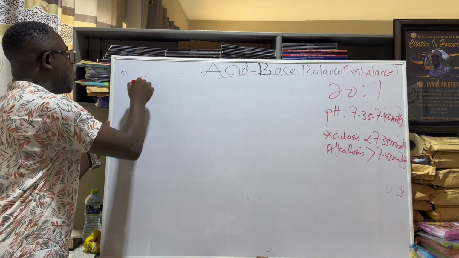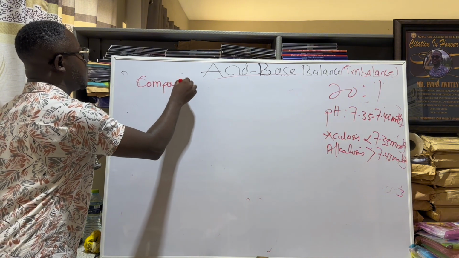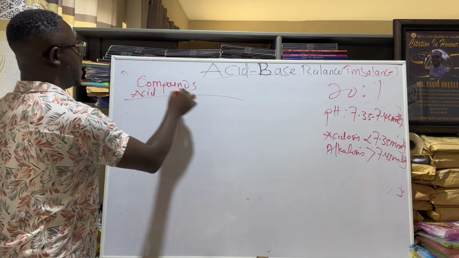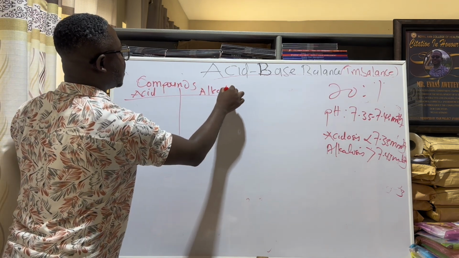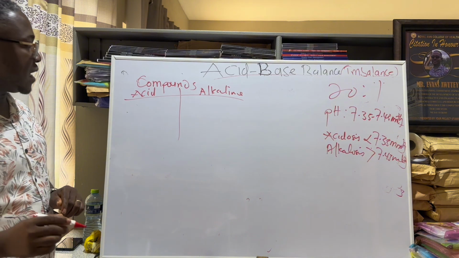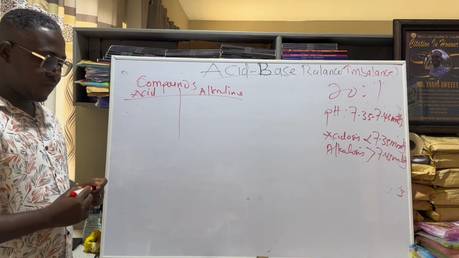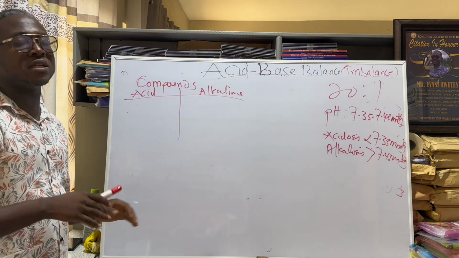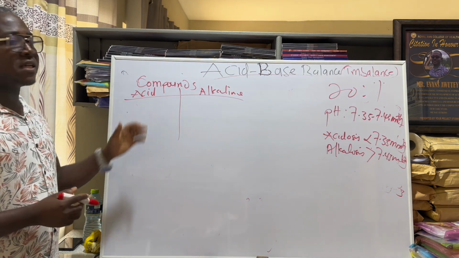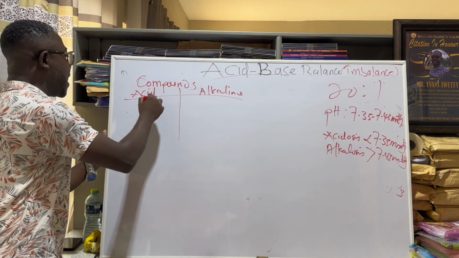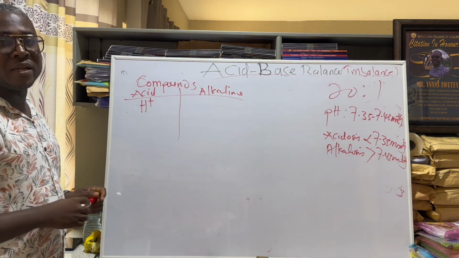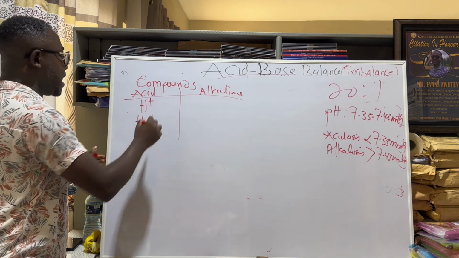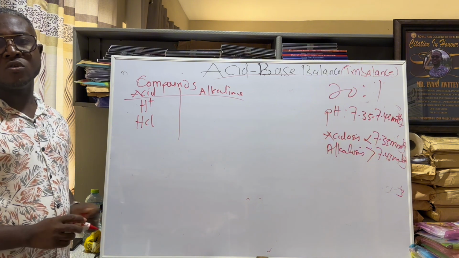Now we want to look at compounds that are acidic and compounds that are alkaline in nature, so that you'll be able to understand if you have this substance in the body, what is it leading to? Is it leading to acidosis? Is it leading to alkalosis? Now, so acidic substances, one, we have our hydrogen ion, because that is the main thing that we are looking at in the pH. And then we also have hydrochloric acid, which is being produced by the stomach.